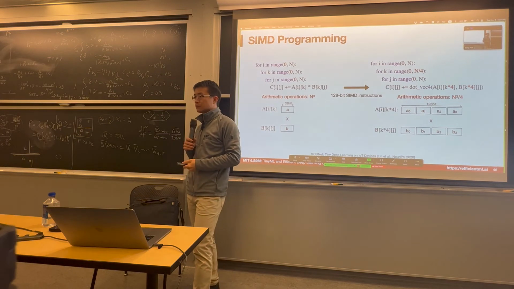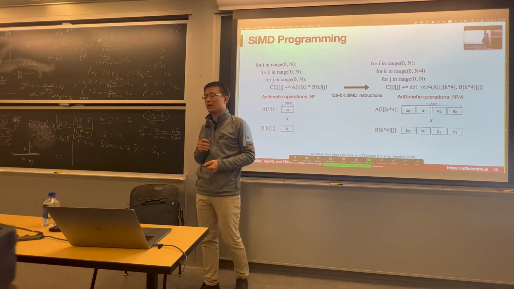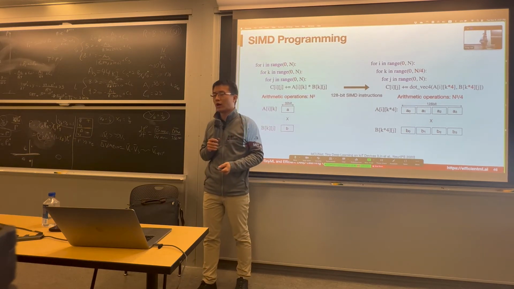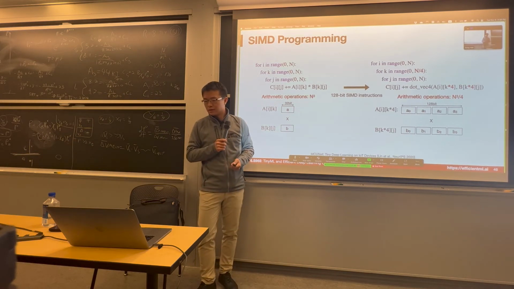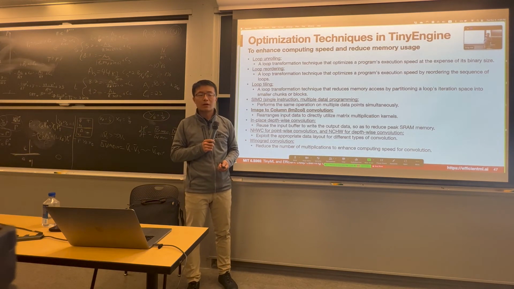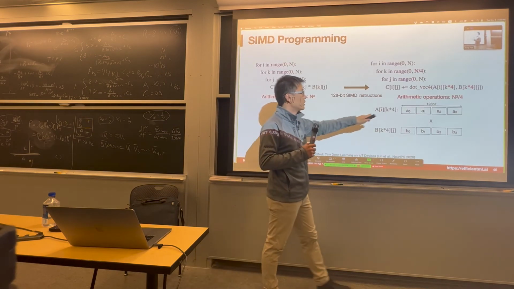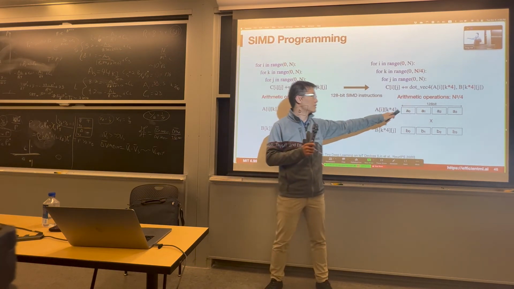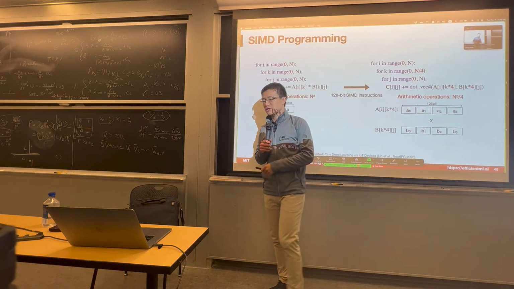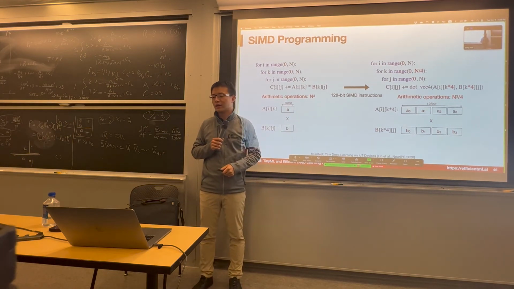Also, the microprocessor supports computing multiple multiplications in a single cycle. And if we reduce the number of bits, for example, rather than 128 bits, here each number is represented by 32 bits. If you reduce the number of bits, the number of operations can be even larger.